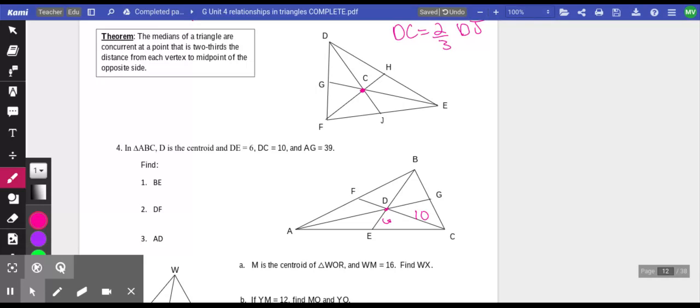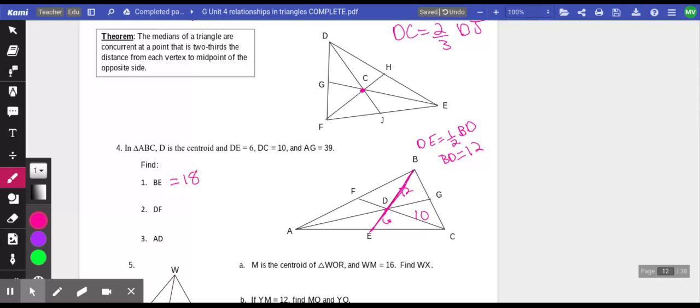So when I'm looking at BE, BE is the whole thing. I know that the top part is 2/3. So if BD is 2/3, that means DE is 1/3. Well, 1/3 is half of 2/3. So that means DE equals half of BD. So since DE is 6, that means BD is 12, which means the whole thing is 18. So BE is 18.